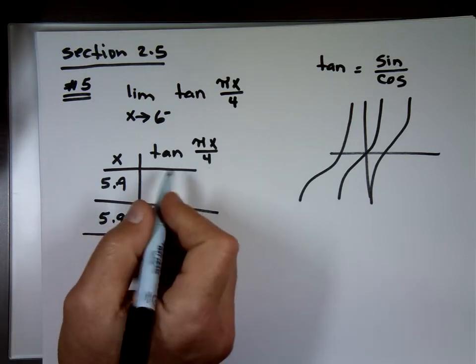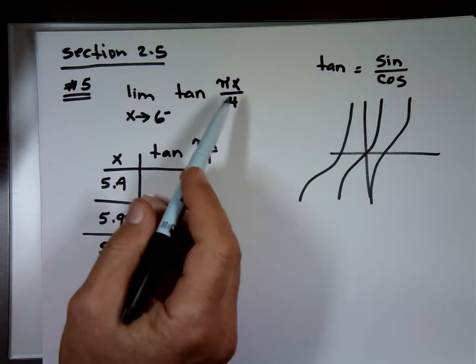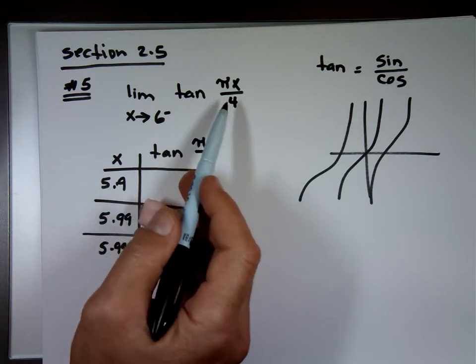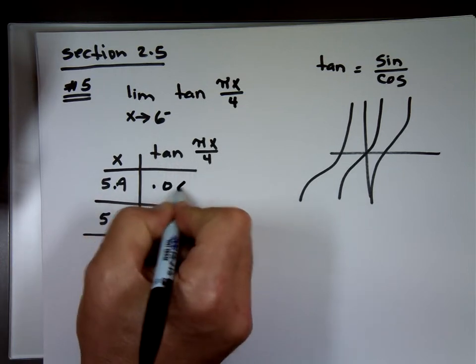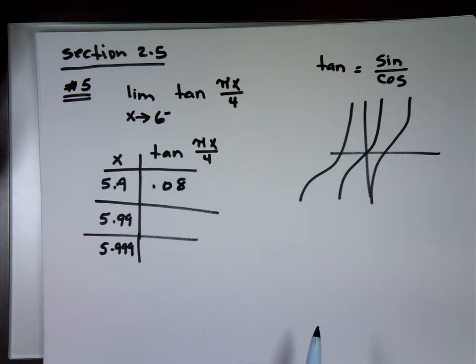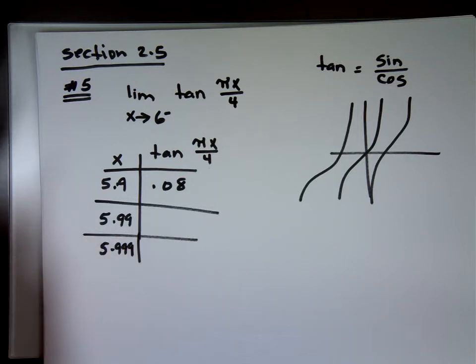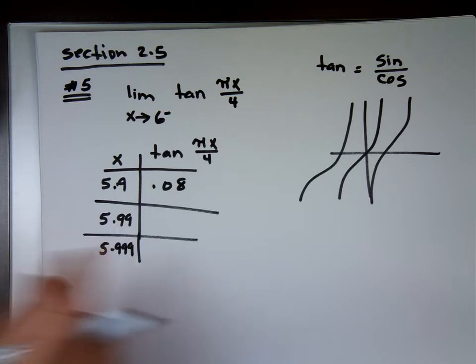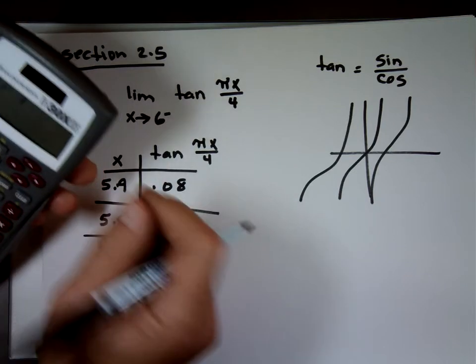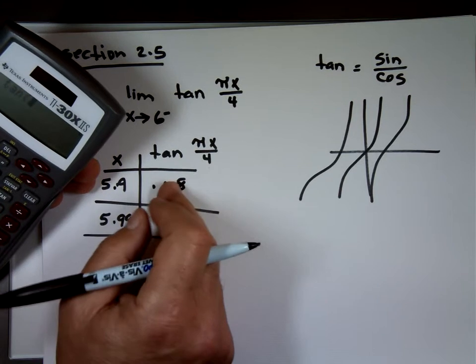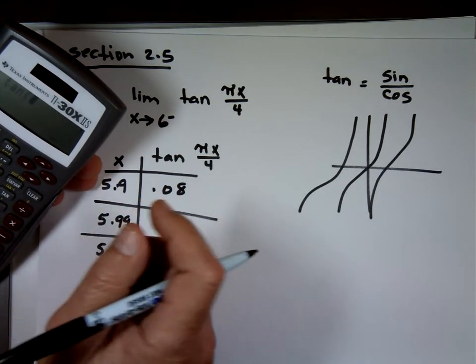My calculator says, pi x over 4, yeah. If I did it right, my calculator said 0.08. Is that what you got? Let's try the next one, 5.99. Tangent pi. Oh, you know what? That's probably why the answer is wrong. Make sure first you're in radian mode, not degree.